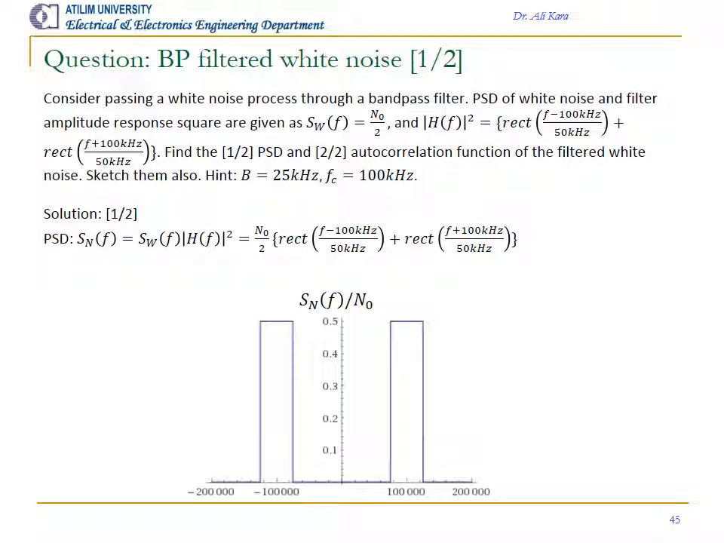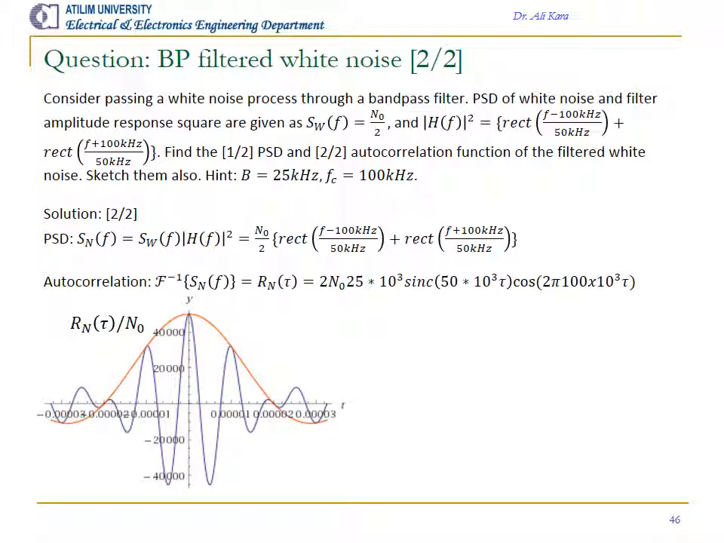Solution. Part 1. Following the previous slide, it is a straightforward solution. Sn of f equals multiplication of SW of f and amplitude squared H of f. Note that the figure is normalized to N0, as N0 is a parameter dependent on physical conditions and can change from hardware to hardware.